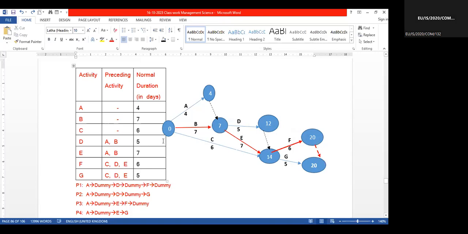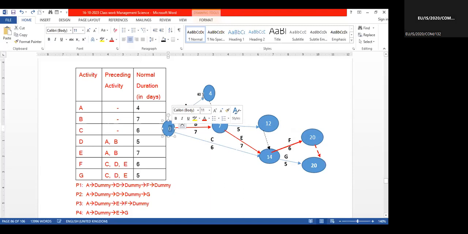So now, after placing the time, we start from 0. If you come this way, A is taking 4 days, so the end of this tail event is 4 days. Here is a dummy. If you come this way, it is 7. Comparing 4 and 7, we have to consider 7 because it's the longest one. If you consider 4, this 7 cannot be completed. So therefore 7 we have to consider. And 7 plus 5 is 12 if you move this way. And here 7 plus 7, 14.